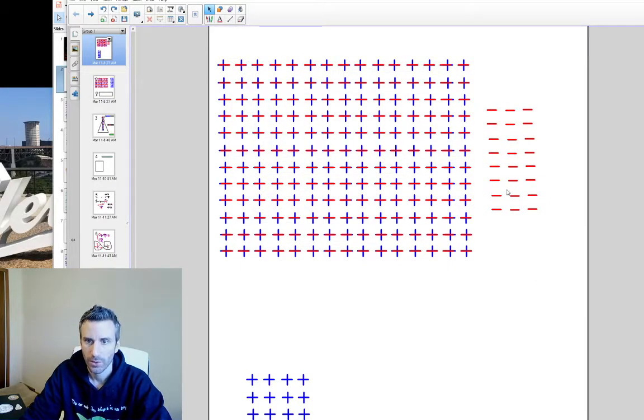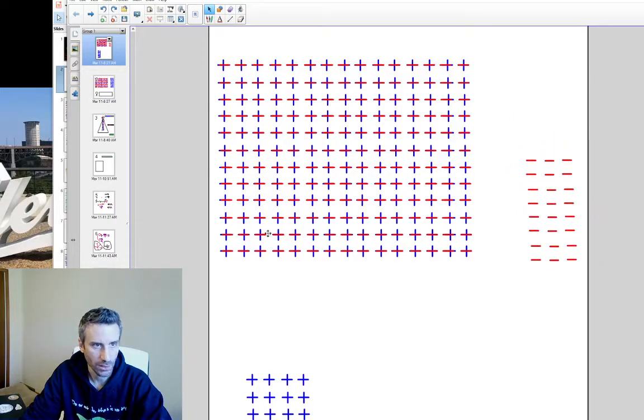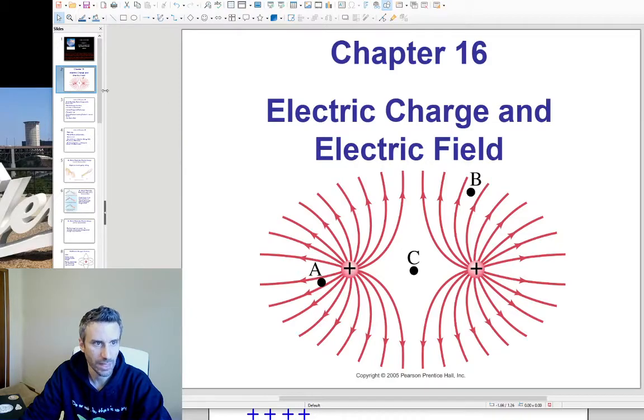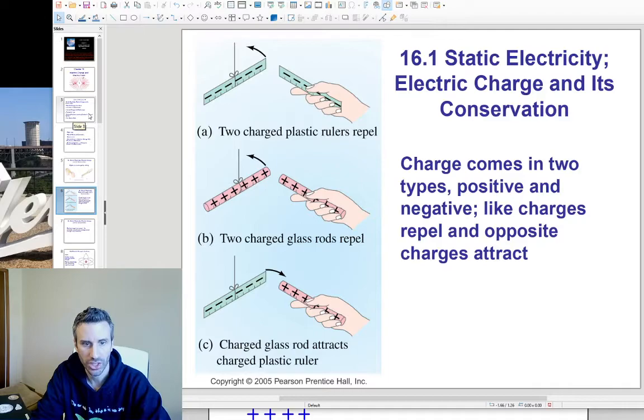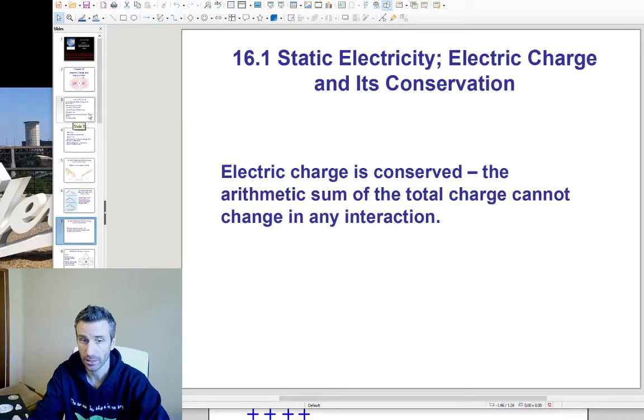Okay, so we actually covered a lot of content. I'm going to go back to my PowerPoint, and I'm going to fill in the gaps where needed, because I've covered a lot of stuff. So charging happens with rubbing, okay? And so that's how you can forcibly strip electrons off of objects. Typically we do that with insulating materials like glass and rubber.